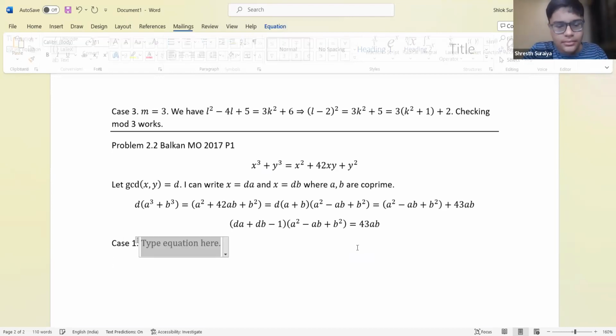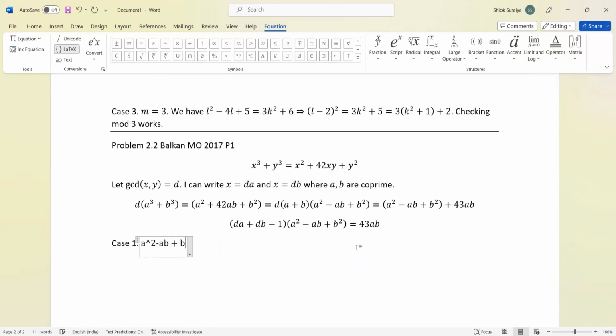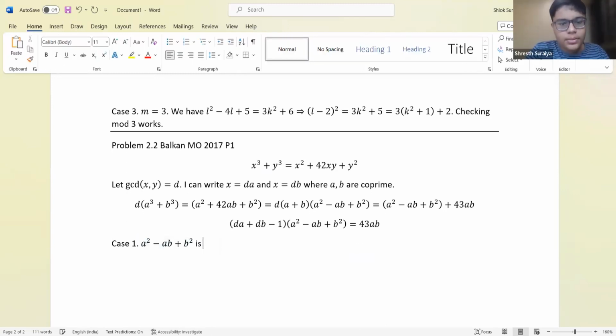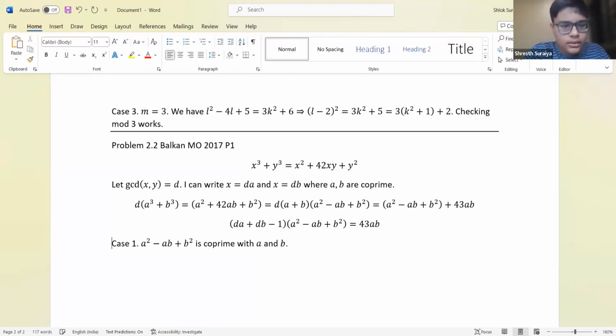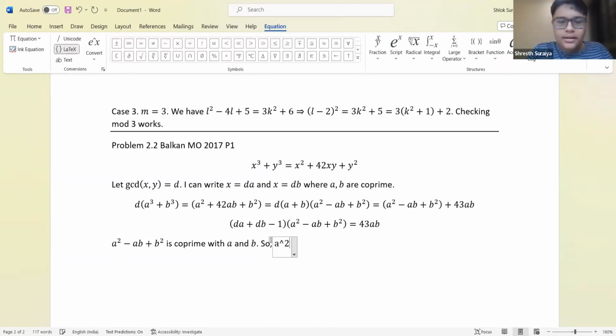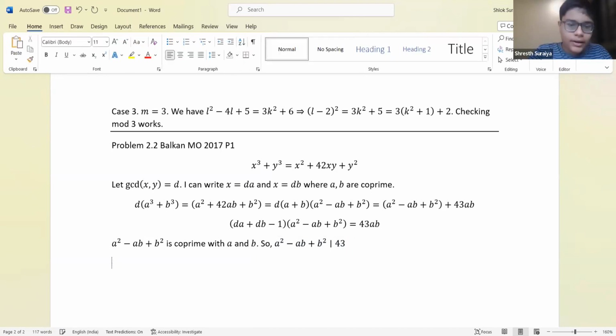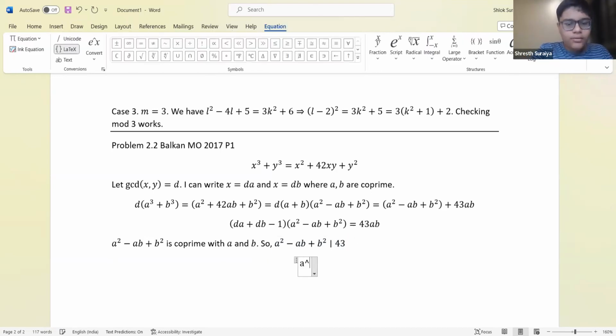And why is that true? Because a square minus ab plus b square is co-prime with a and b, because a and b are co-prime with themselves. So a square minus ab plus b square divides 43ab, but since it's co-prime, it divides 43. So it's either 1 or 43.